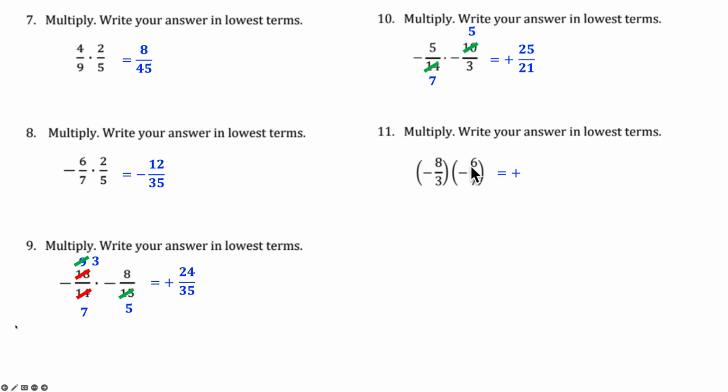Number 11, negative times a negative, another positive. Sign's done. Well, here we go. 6 and 3 are both divisible by 3, so 6 divided by 3 is a 2. 3 divided by 3 is a 1. Nothing else, so 8 times 2 is 16. 1 times 7 is 7. There's my fraction in its lowest terms.